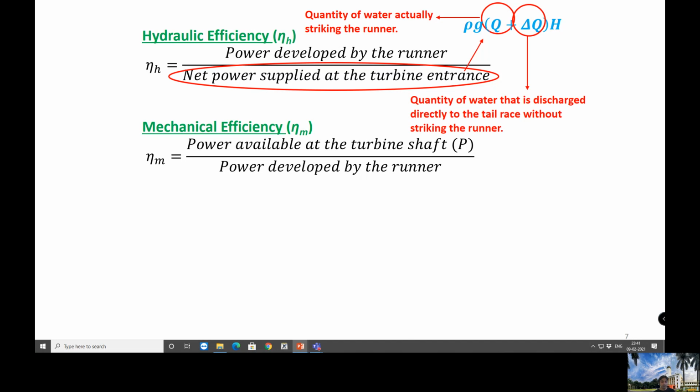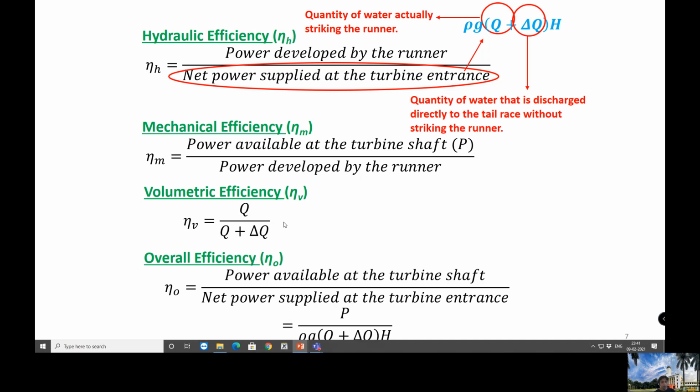We'll go into more detail about it in our theory course. There is another type of efficiency, that is volumetric efficiency, eta V, that is given by Q divided by total Q. This is the quantity of water actually striking the runner divided by the total discharge coming out from the dam. Overall efficiency is defined as power available at the turbine shaft divided by net power supplied to the turbine entrance, P divided by rho (Q plus delta Q) into H. In this experiment, we are concerned with the hydraulic efficiency.